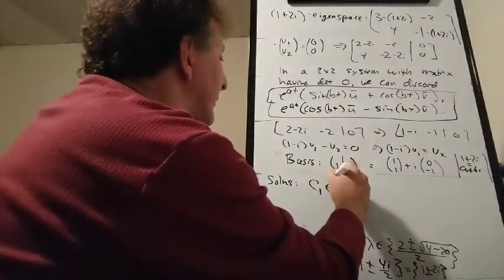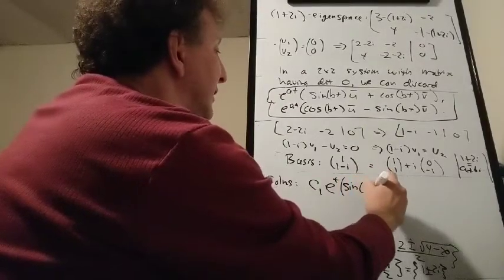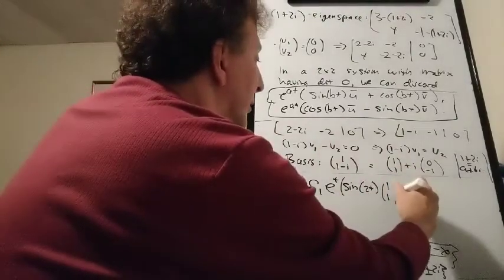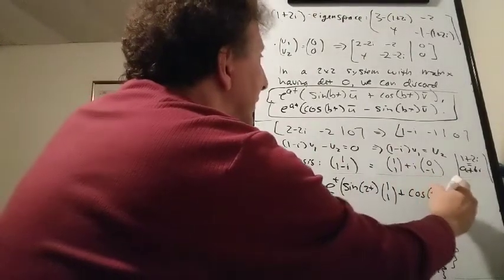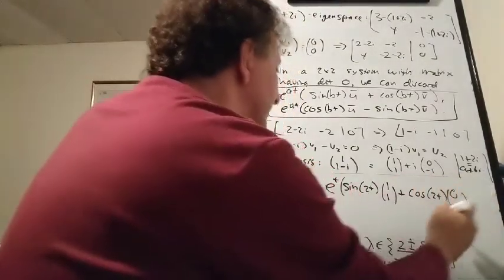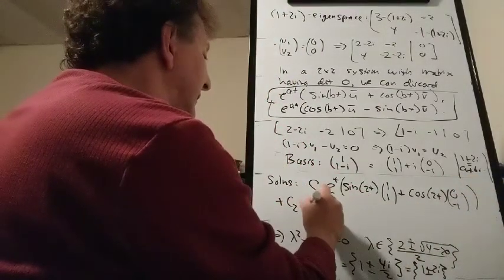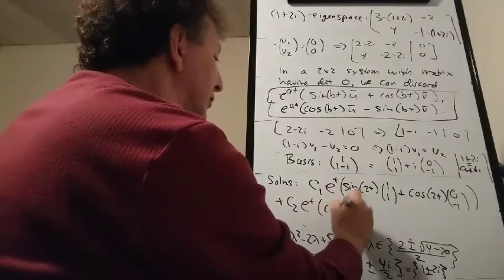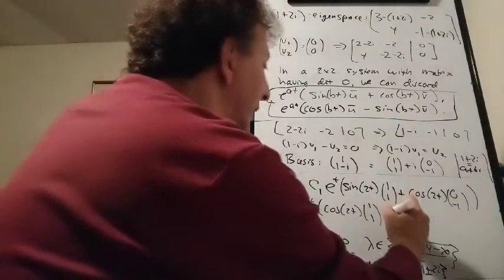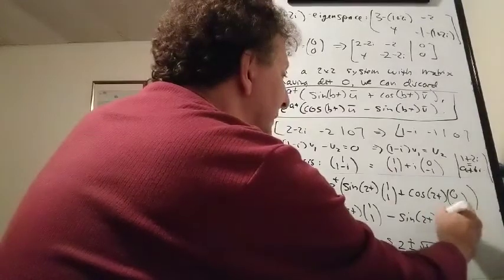So e to the 1t, sine of 2t times the real part, 1, 1, plus cosine of 2t times the imaginary part, 0, negative 1, plus anything we want, e to the t. Now cosine of 2t goes with the real part of the eigenvector, and minus sine of 2t goes with the imaginary part of the eigenvector.